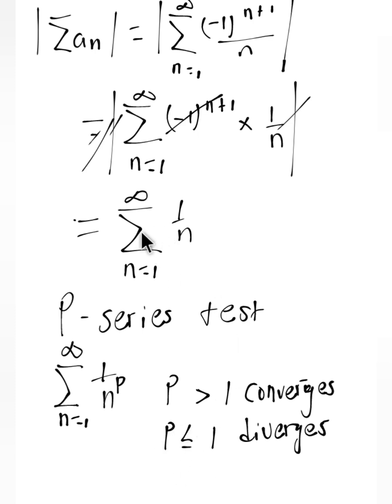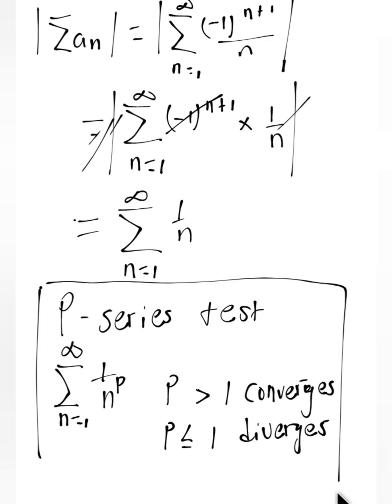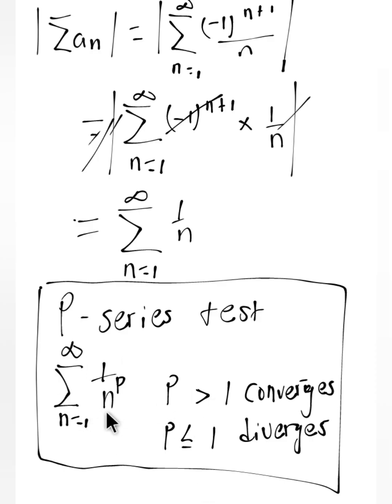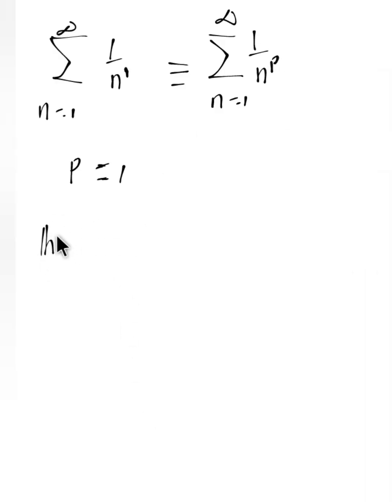Now, the series we have right here is the summation as n goes from 1 to infinity of 1 over n. Now, the power of n here is 1. If we compare it with the P-series test, the summation from n equals 1 to infinity of 1 over n raised to the power p, we have that p is equal to 1. And from the condition given in the P-series test, if p is less than or equal to 1, it diverges. So hence, the series diverges by the P-series test.